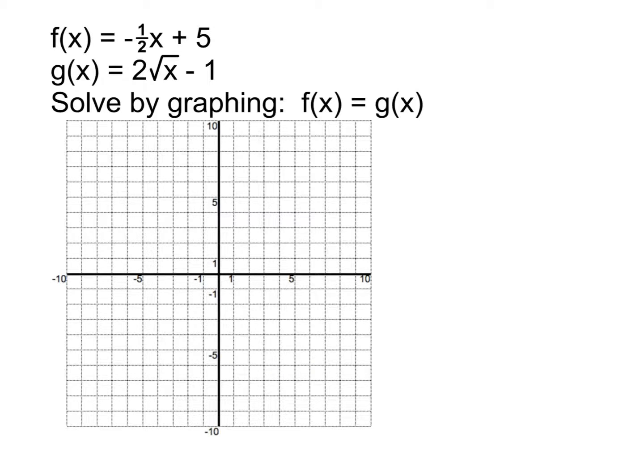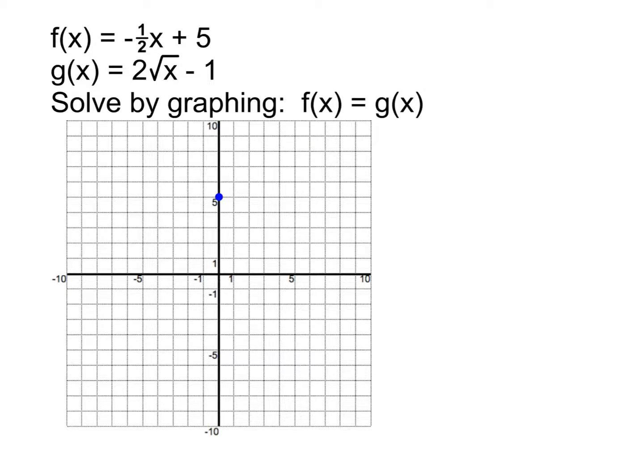All right, so just like the last one, we're going to start this problem by graphing each of the 2 equations. So if you haven't already, graph f of x. So that's going to be -1/2 x plus 5. So f of x is -1/2 x plus 5. The plus 5 tells you that your first point is going to be up at 5.